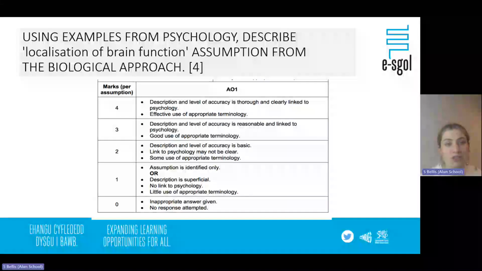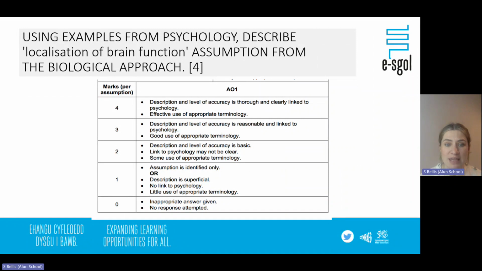Now, 3 marks: description that is accurate and thorough, and linked to psychology with a good use. Now, 2 marks, so half of the marks, is linked to psychology that may not be clear. So that means that your example that you're using isn't good enough for your answer. Now, 1 mark is no link to psychology, so no example. So if you forget the example, you're only getting 1 mark, and that's why the examples are really important in your answer, and something that I would definitely encourage you to make sure that you're revising.